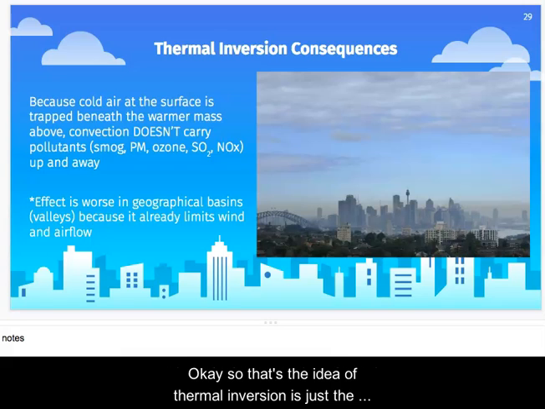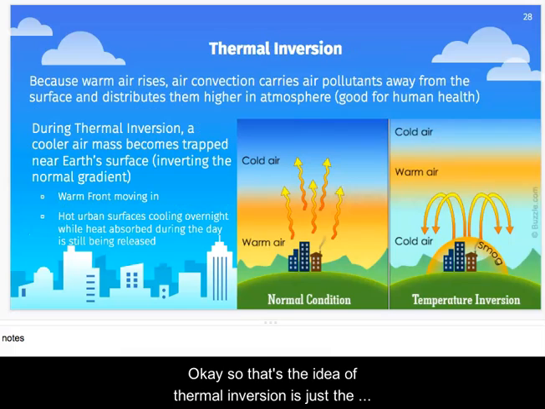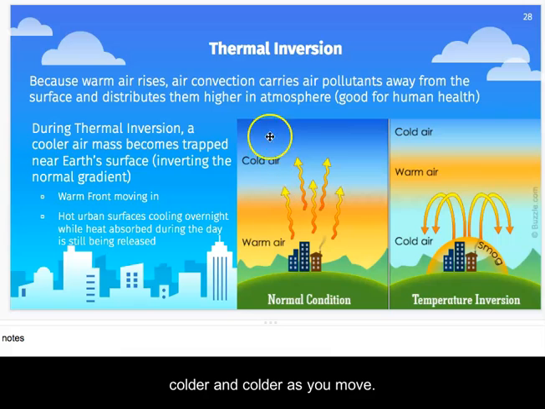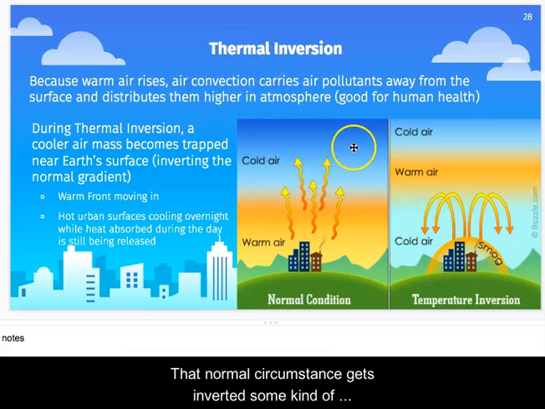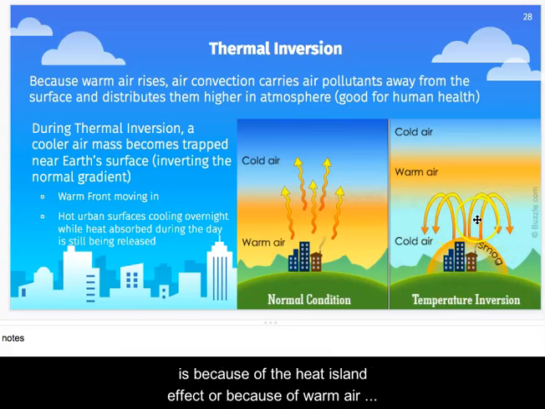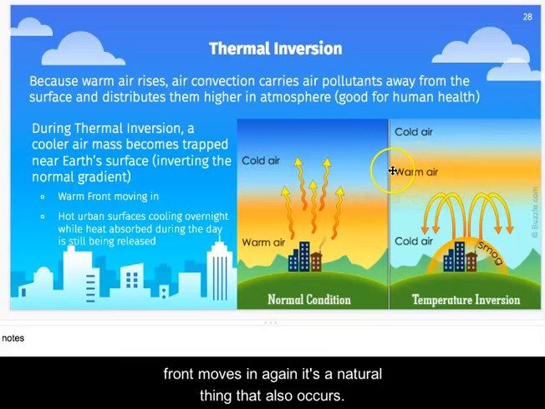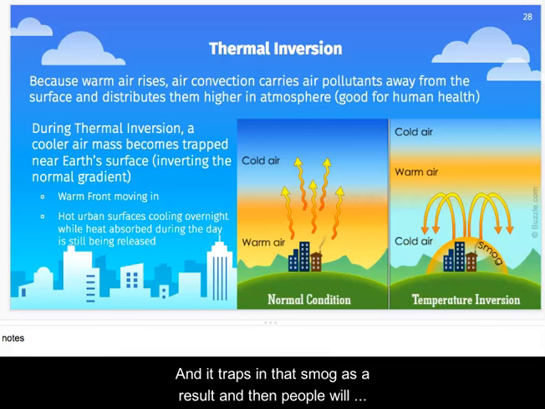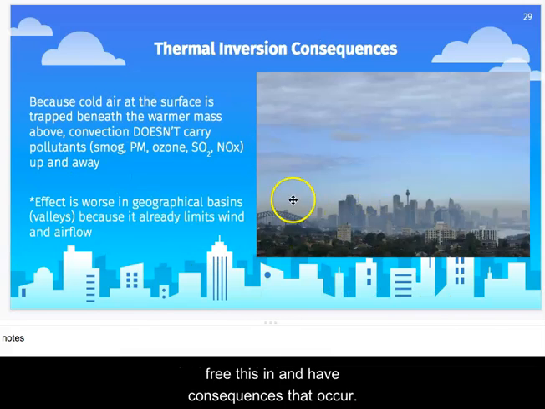Okay. So that's the idea of thermal inversion. It's just the normal switch from warm at the surface all the way up to colder and colder as you move up. That normal circumstance gets inverted. Some kind of warm air mass is trapping cold air underneath, whether it is because of the heat island effect or because a warm air front moves in. Again, it's a natural thing that also occurs. And it traps in that smog as a result. And then people will breathe this in and have consequences that occur.